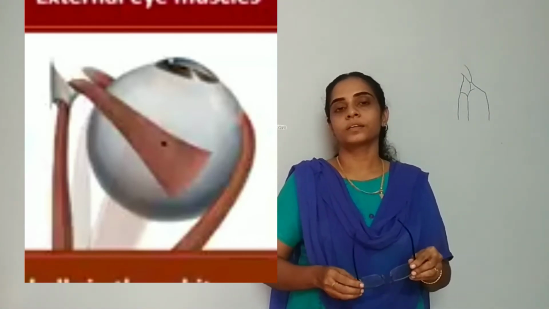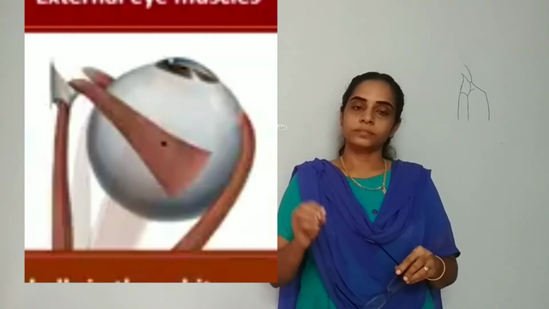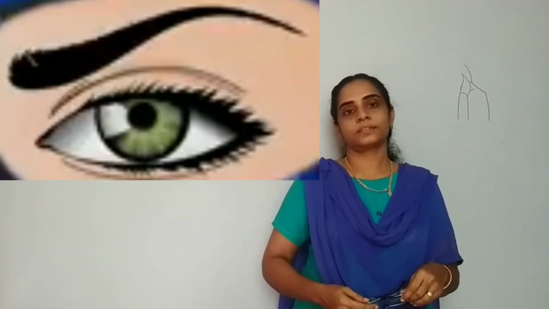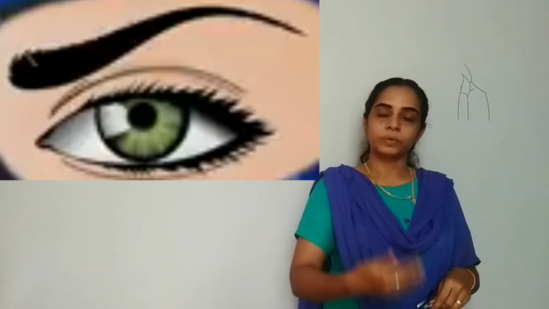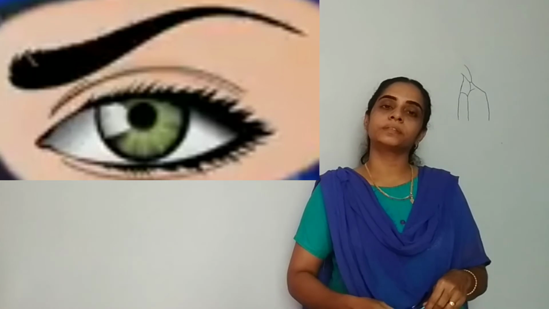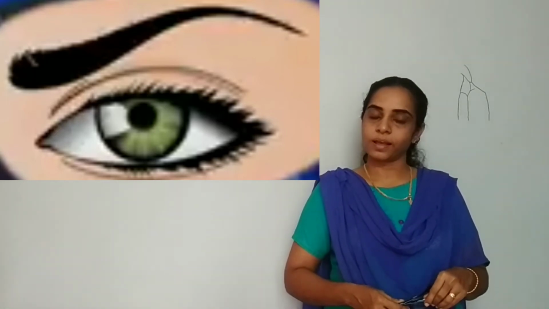So the eyes are situated in the eye socket, and when you observe your eyes, you can see different ways in which eyes are protected. What are they? Yes, eyebrows, then eyelids, eyelashes. All these are protecting our eyes. They protect our eyes from foreign materials. They prevent foreign materials from entering our eyes.